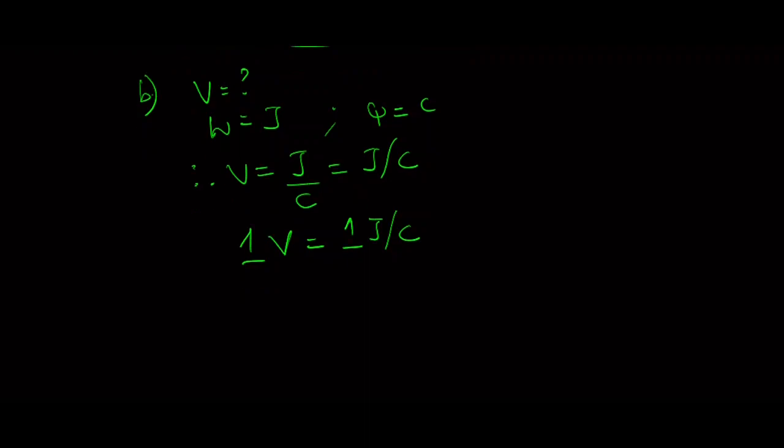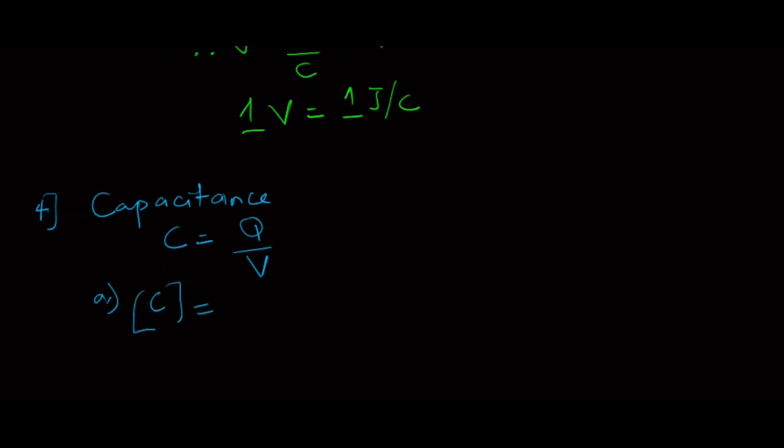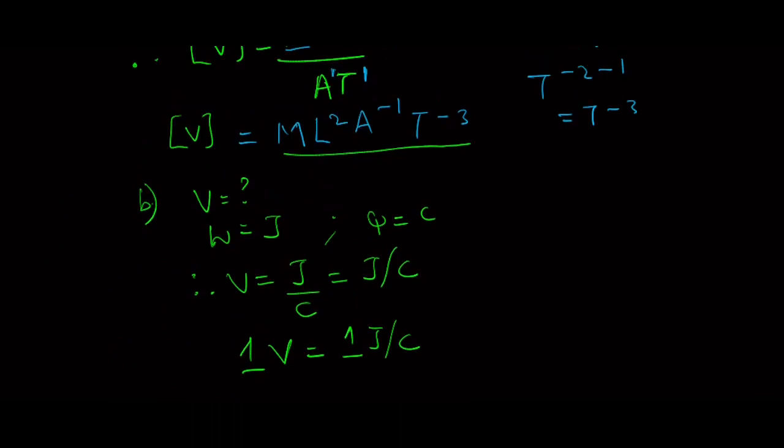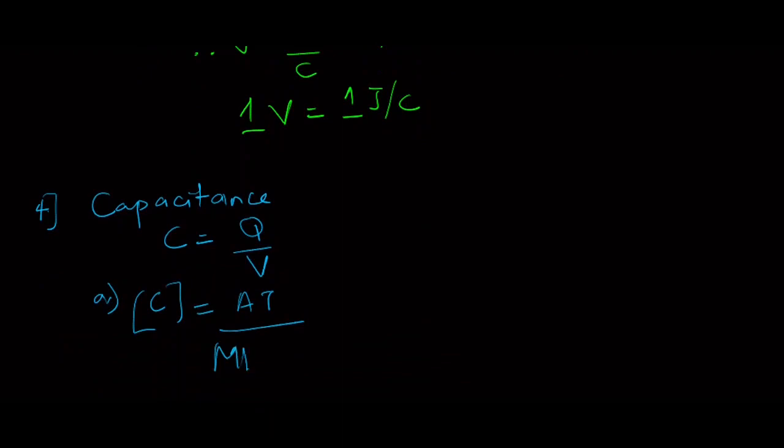Now, the next one is capacitance. Let's work out the dimension of capacitance, which is the fourth one. Considering the capacitance equation is charge per unit voltage, let's work out the dimension and the unit as well. The dimension of charge is AT, while the dimension of voltage, as we have looked at, is ML^2A^-1T^-3.